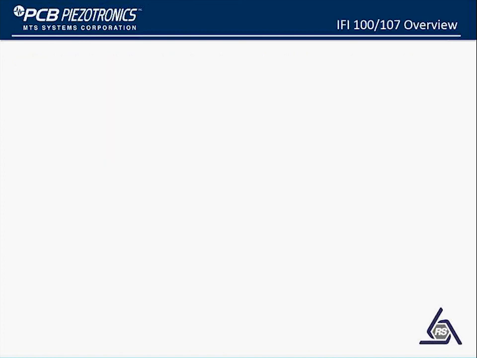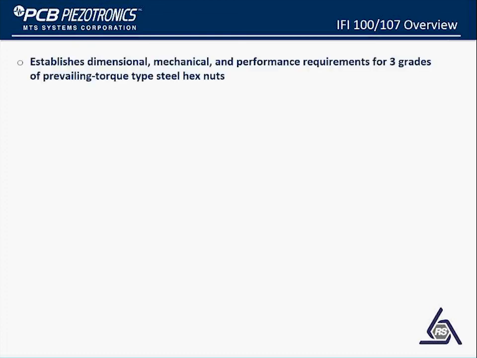Now, for testing prevailing torque, we'll end up going to use a standard by the Industrial Fasteners Institute, IFI 100/107. So as an overview, IFI 100/107 establishes dimensional, mechanical, and performance requirements for 3 grades of prevailing torque steel hex nuts.